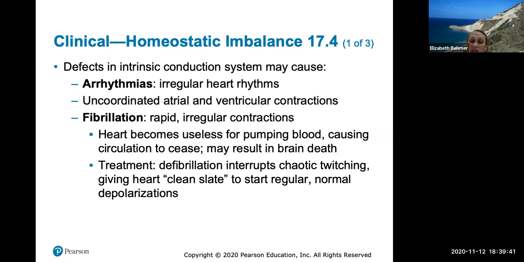A fibrillation is a rapid, irregular contraction. You can have an atrial fibrillation or a ventricular fibrillation, depending on where it's located. The heart becomes useless for pumping blood because everything is erratic and totally irregular, causing circulation of blood to cease, and this will result usually in brain death. Treatment is a defibrillation, which will interrupt the chaotic twitching.